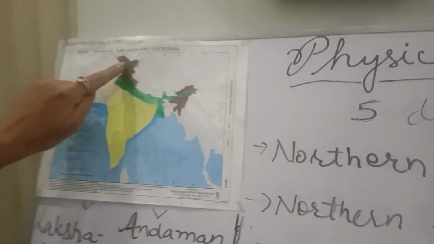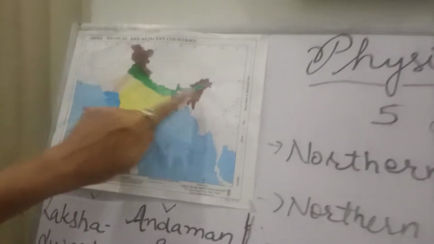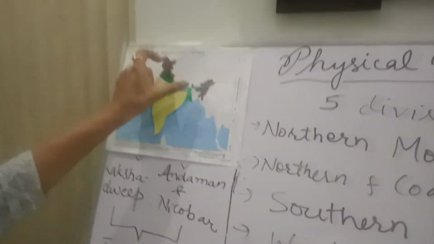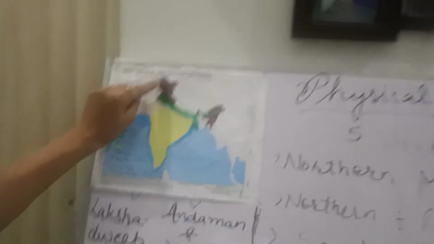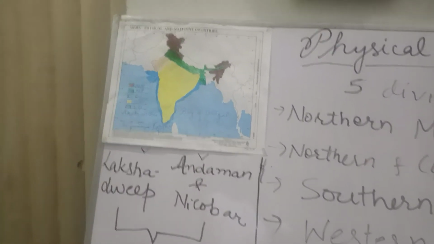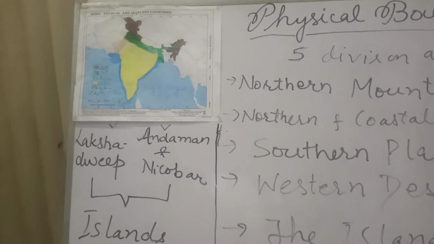As you can see the brown color here, this is the northern Himalayas, means Jammu and Kashmir to Arunachal Pradesh. So the brown color covers the northern Himalayas. Now come to the northern and coastal plains.